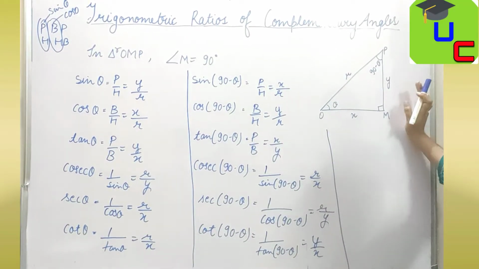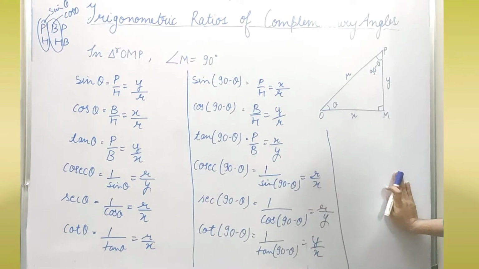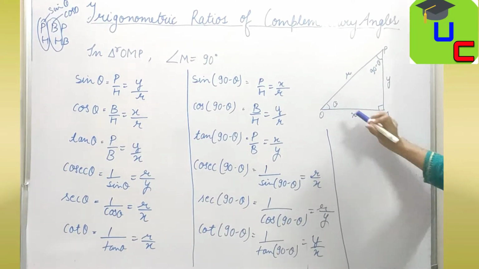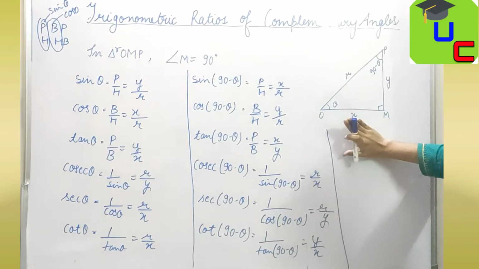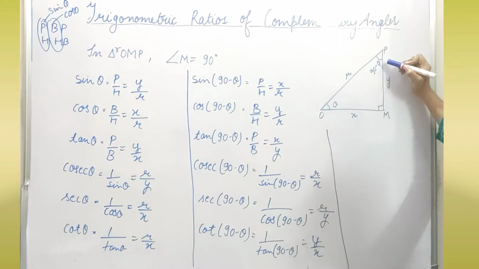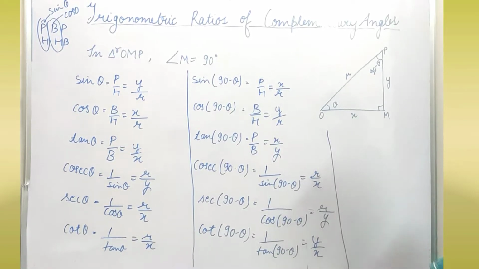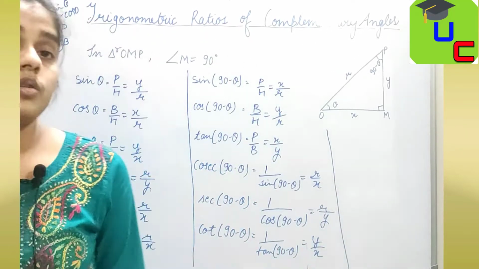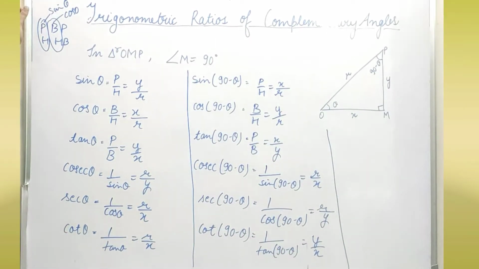Since you know that the sum of the angles of a triangle is 180 degrees, and this is 90 degrees and this is theta, the sum of these two angles will also be 90 degrees. This is theta, so this will be 90 minus theta.